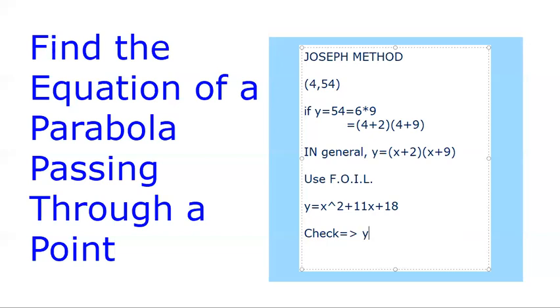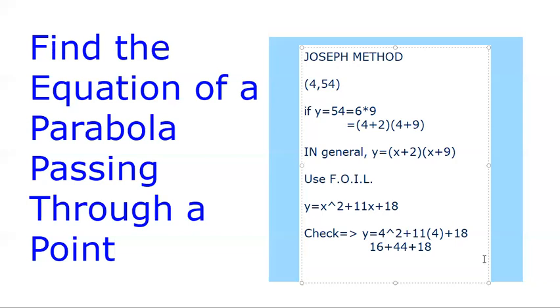Okay, so then we'll want to check and make sure that it works out. And so we'll say y is equal to 4 squared plus 11 times 4 plus 18. And that should give us 54. So it's equal to 16 plus 44 plus 18. All right. And that's the case. 16 plus 44 is going to give us 50.